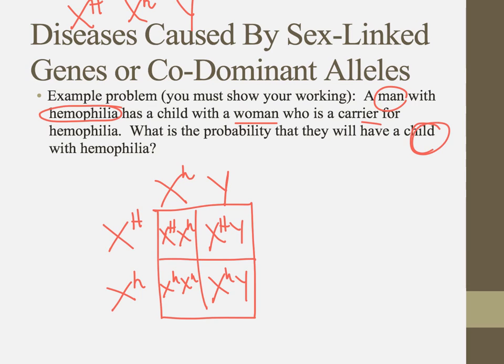Okay, so it's just asking for a child. It's not asking for a specific gender, so I can consider all four of these possibilities. Let's find the ones that have hemophilia. This one doesn't. That dominant, capital H right there, tells me that they clot normally. Same here. But these two both have hemophilia, so that would be 50%.